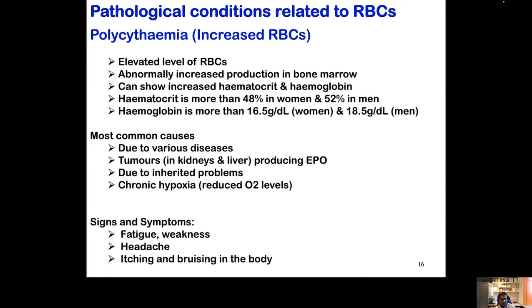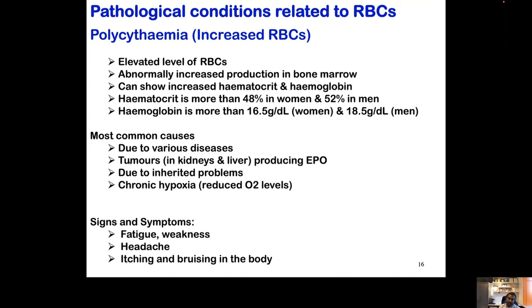Okay, what are the most common causes for producing polycythemia? There could be lots of various diseases, particularly in the bone marrow, that can lead to the problem. For example, tumors in the kidney. If you have tumors in the kidney and the liver, they will produce more erythropoietin. Erythropoietin, we said, is an important cytokine that regulates the production of red blood cells. So if the level of erythropoietin is going up, then obviously red blood cells will go up. And some people may have an inherited problem. And then chronic hypoxia. If tissues are not getting a sufficient amount of oxygen, the body will think that we need more blood cells in order to supply more oxygen. Therefore, more red blood cells will be produced.